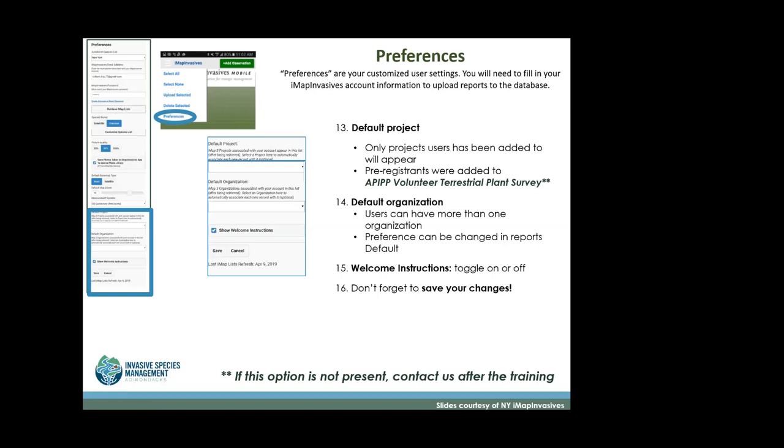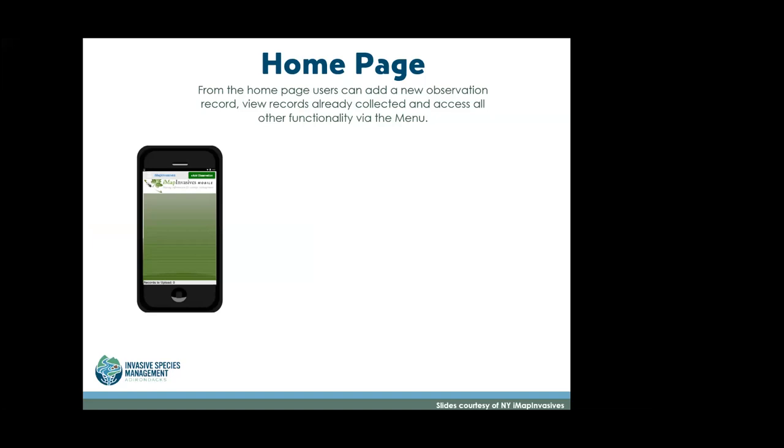And finally, there will be an option here at the bottom for show welcome instructions. This is just a little pop-up that occurs every time you open the app. If you don't want to see those instructions anymore, you can uncheck this box to hide them. Once you've completed all the fields, be sure to hit save, and the app should bring you back to the home menu. And you should see the home page.